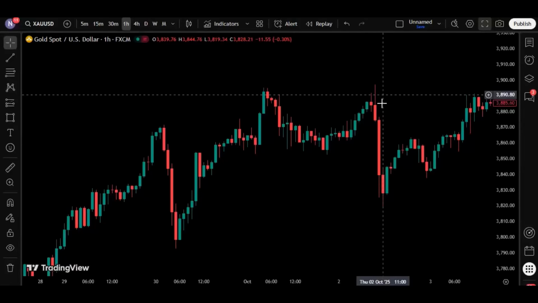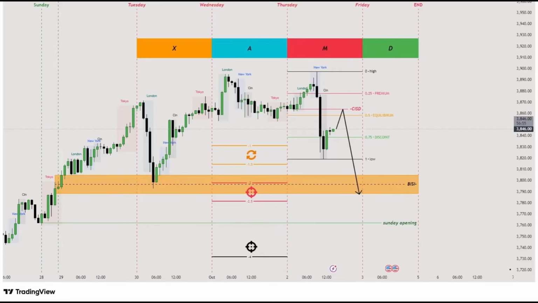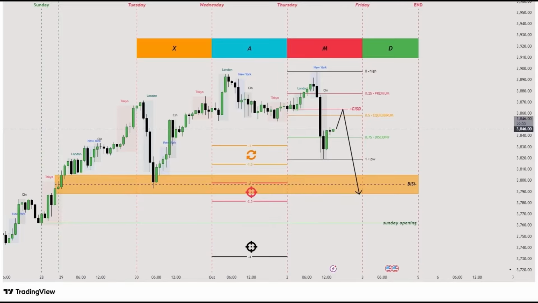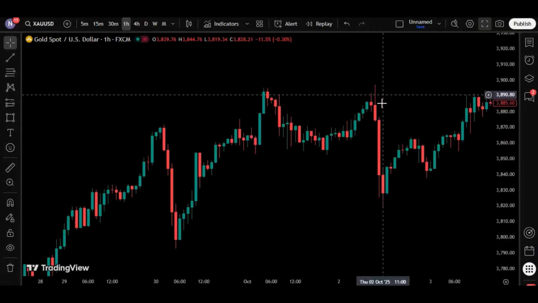Today, we're breaking down a really interesting question one of our community members sent me. He shared a gold chart and asked, why didn't gold sell off? That's a great question, and it's one a lot of traders were wondering about last week. So, in this breakdown, we're going to look at what actually happened, how smart money was operating behind the scenes, and what we can learn from it going forward.